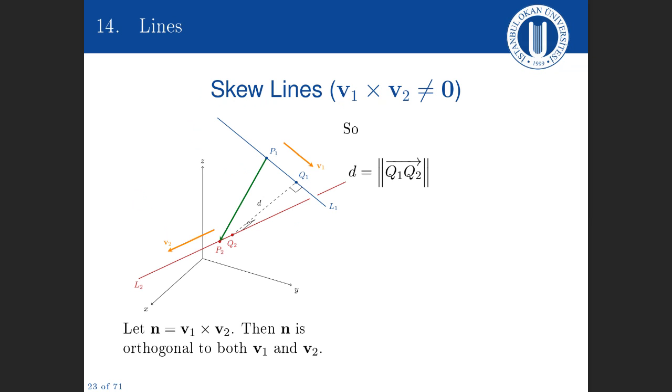The third case is the idea of the case of skew lines. These are lines which do not intersect and they are not parallel. So V1 cross V2 is not the 0 vector. How can we find the distance d in this picture?